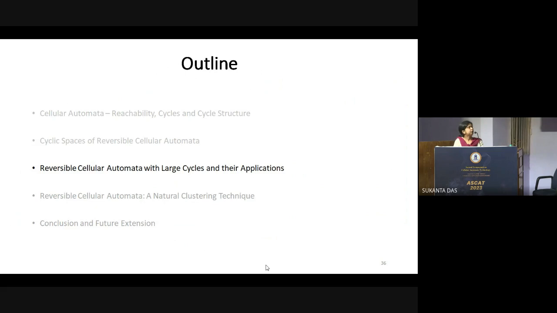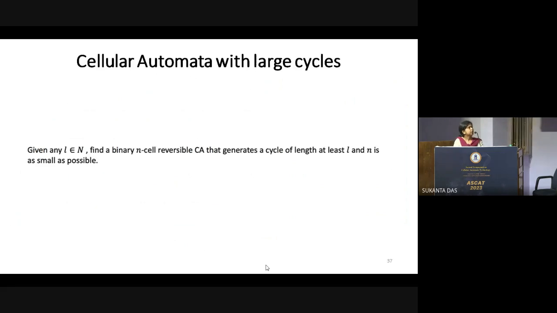Next, I move to reversible cellular automata with large cycles and their applications. So what is our target actually? If L is the length of a CA, we want to develop a CA of size n which can generate a cycle of length at least L, and n should be as small as possible.